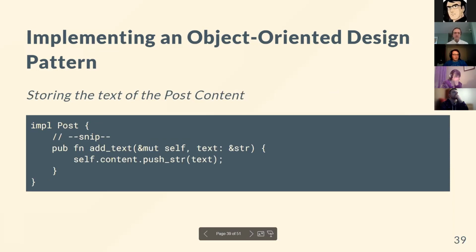And we've got an add text method, which just allows us to append some text onto our content string. It's pretty straightforward. It doesn't do anything with the internal state, doesn't need to do any other checks. So it's just a straightforward append.